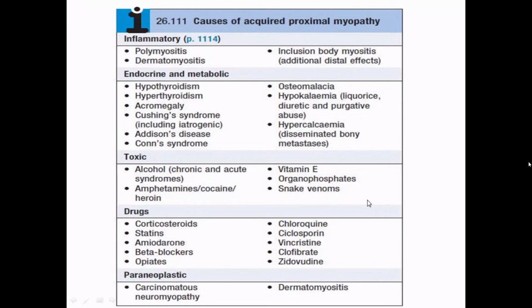These are the features of proximal myopathy. So toxins like alcohol, amphetamines, cocaine, and heroin, vitamin E toxicity, organophosphates, snake venoms, these are the toxins associated with myopathy. Drugs like corticosteroids, statins, amiodarone, chloroquine, beta blockers, opiates, cyclosporine, vincristine, clofibrate, and zidovudine. These are the drugs associated with muscle weakness, and paraneoplastic syndromes like carcinomatous neuropathy and dermatomyositis. These are the causes of acquired proximal myopathy.